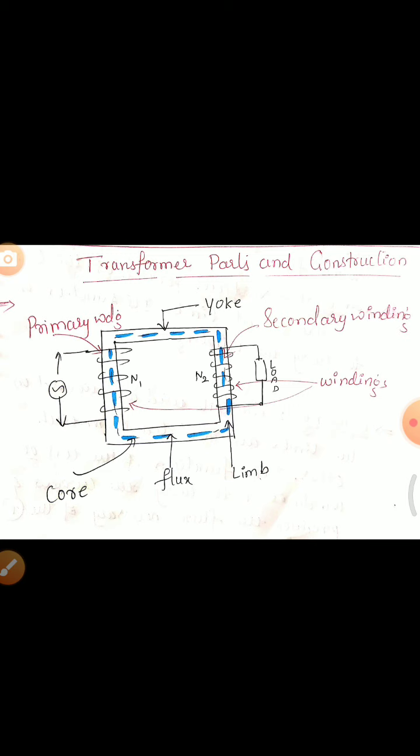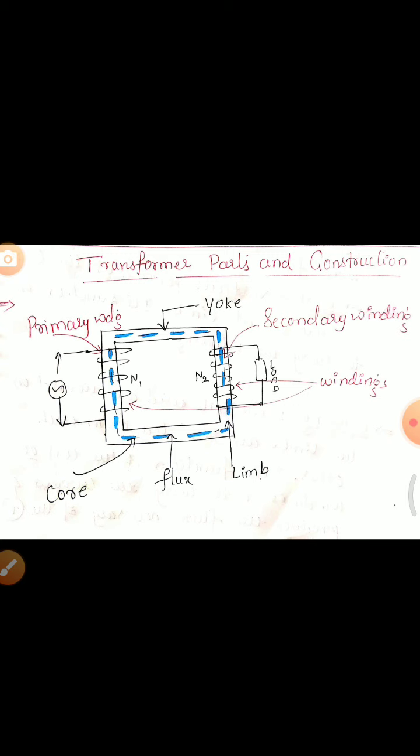Okay, in the previous class we saw the basic definition of the transformer and its principle of operation. As you know, a transformer is a static device, a static machine, which transfers energy from one level to another level. It might be voltage from one level to another, or current from one level to another. Now let's see the parts of the transformer and the construction today.